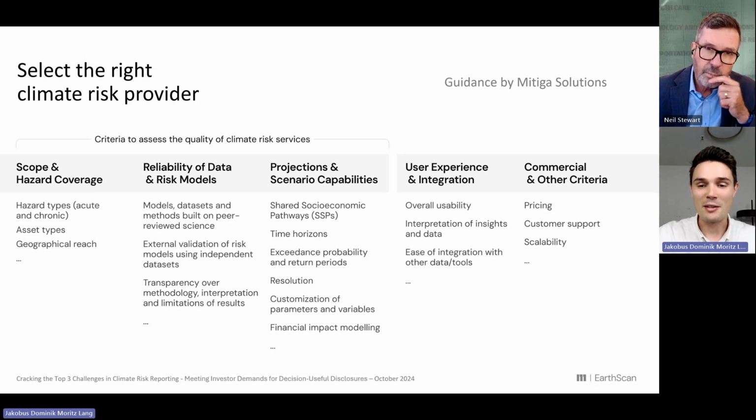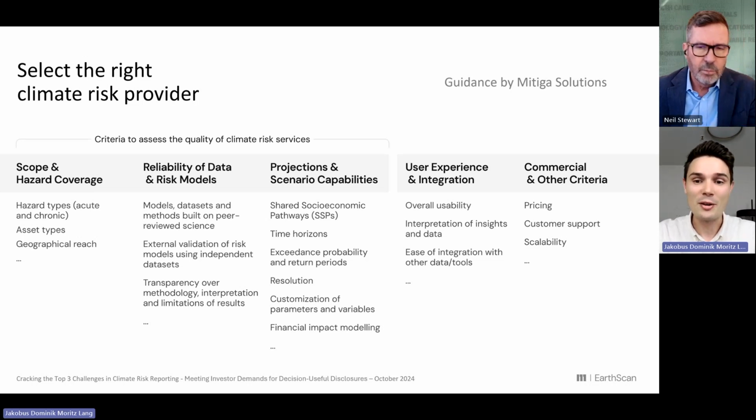And that's maybe something where we share a Mitiga perspective, again, because it's maybe beyond the role of a standard setter. But we see companies rarely having the skill set and the in-house capabilities to perform physical climate risk assessment specifically. And there's a huge market out there with many providers. So it's really sometimes a challenging question. How can I really select the right climate risk provider for my business, for my company?